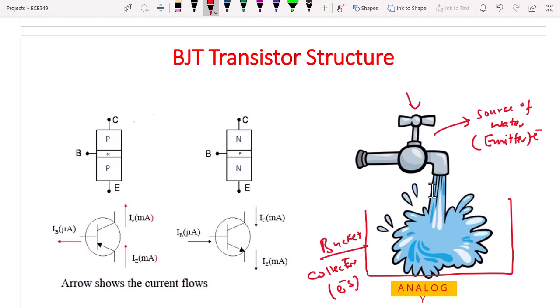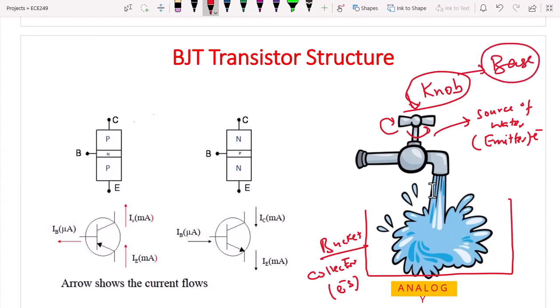Now we have here the knob of this tap. Once we are rotating this knob, what can we do? We can control how much water will come out, whether you want more water or less water coming from the tap. That you can easily control by rotating this knob clockwise or anti-clockwise. So that knob is nothing but the base. With this base, we can control the flow of electrons reaching from emitter to the collector, right? So this way you can understand the role of collector, base and emitter.